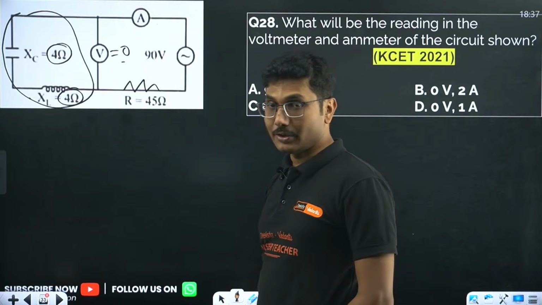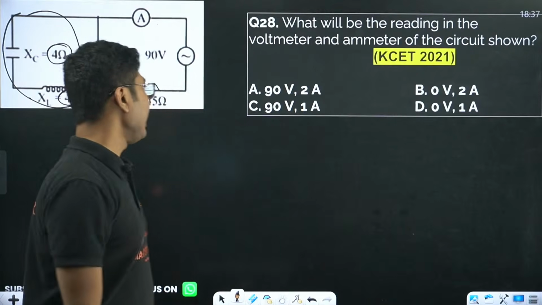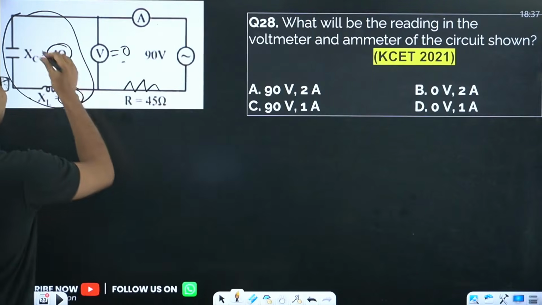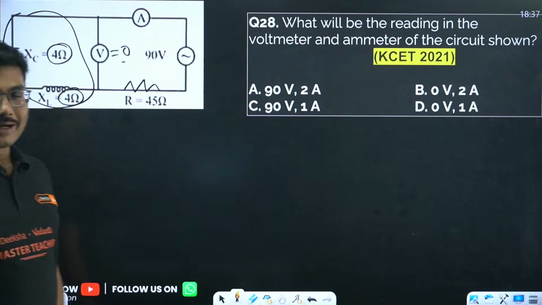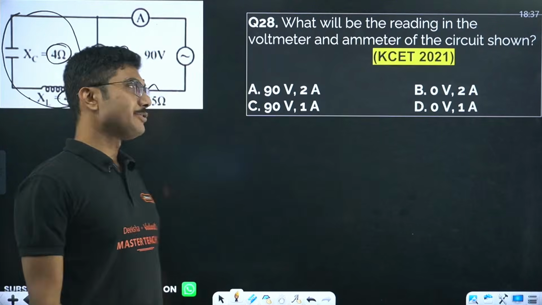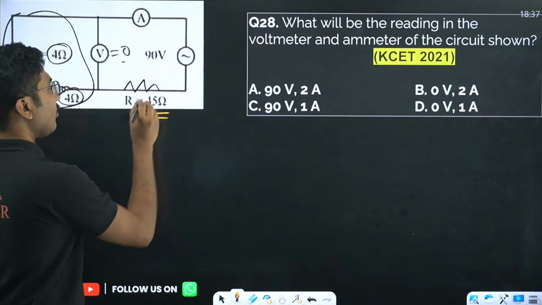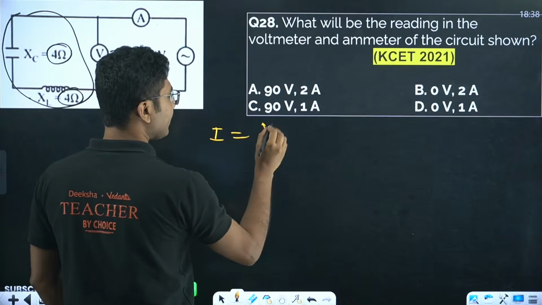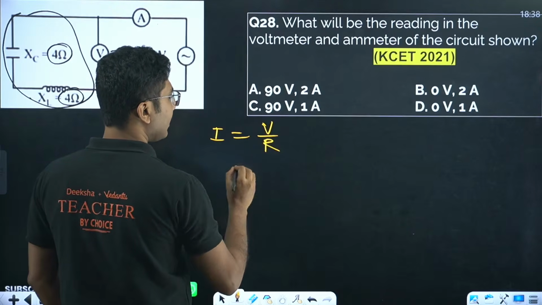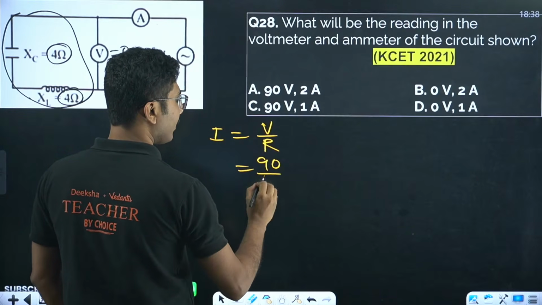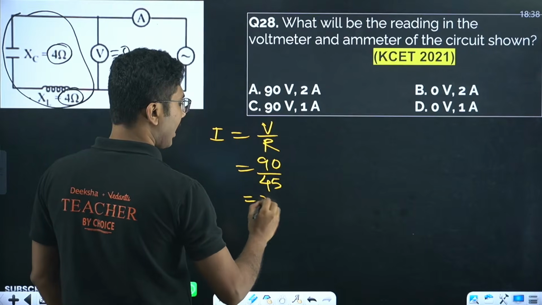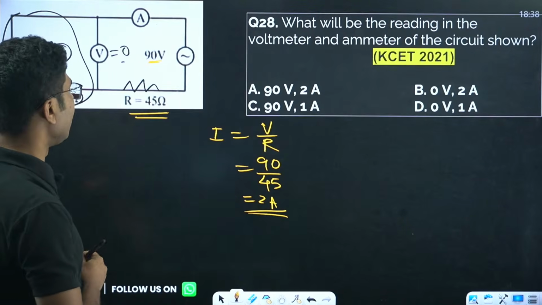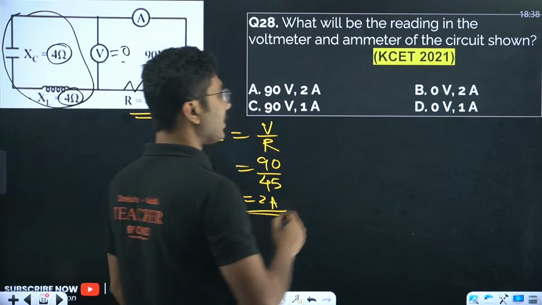Current will not be 0. Current you have to calculate. How to calculate the current? Obviously XL and XC are equal, so the circuit is in resonance. Circuit in resonance means only resistance is there. Okay, voltage is 90 volt, so current must be the voltage that you have supplied divided by resistance. So 90 by 45, that is 2 ampere. So the current will be 2 ampere. So 0 volt, 2 ampere is the answer.